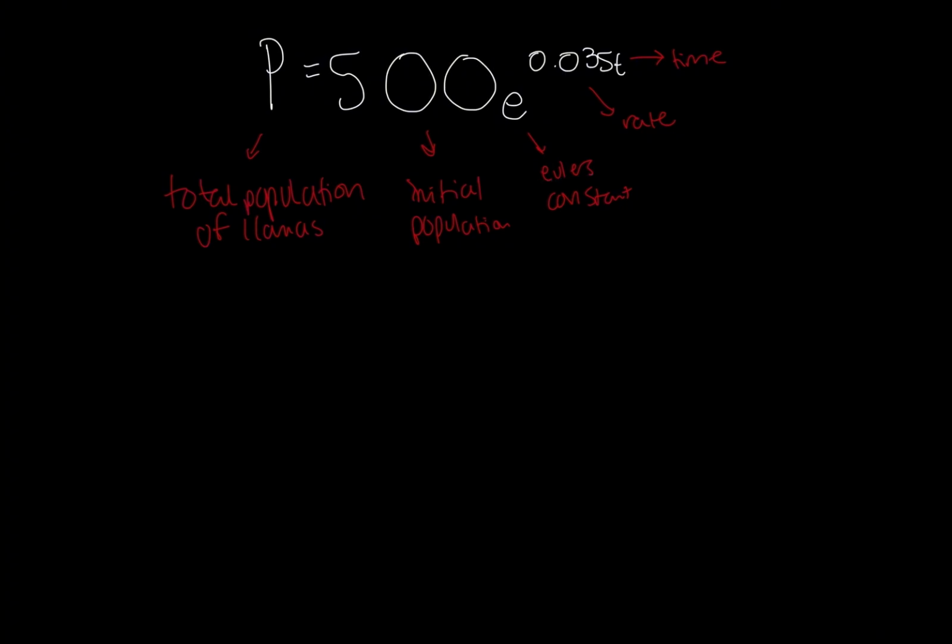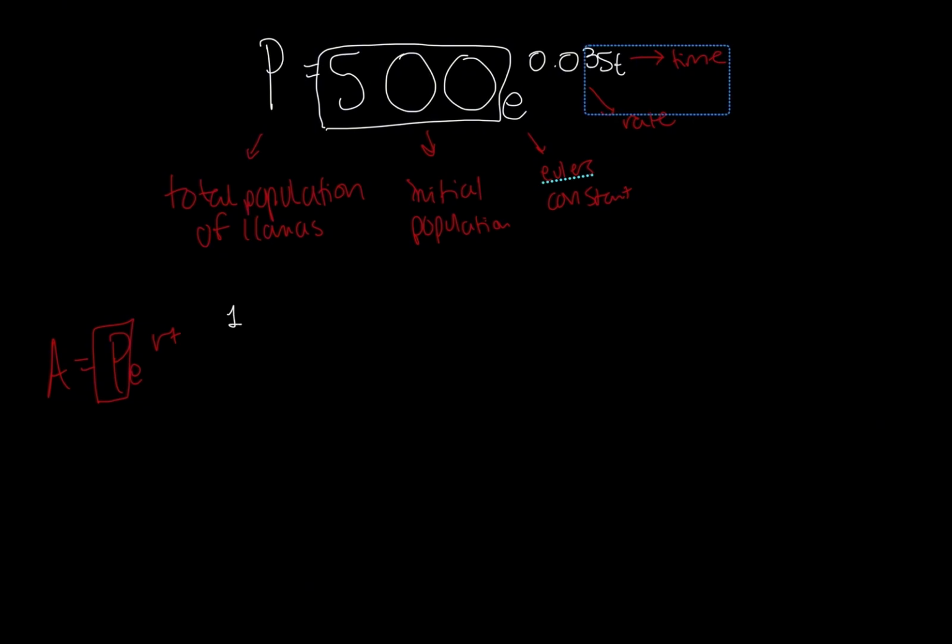Now, right away, I can already answer the first question, which is asking how many llamas were initially introduced at t equals 0, because I already have 500 right here. And if you remember, when we have PERT, P is our starting value, and in this case, P is 500. So the answer for this first question is 500 llamas.